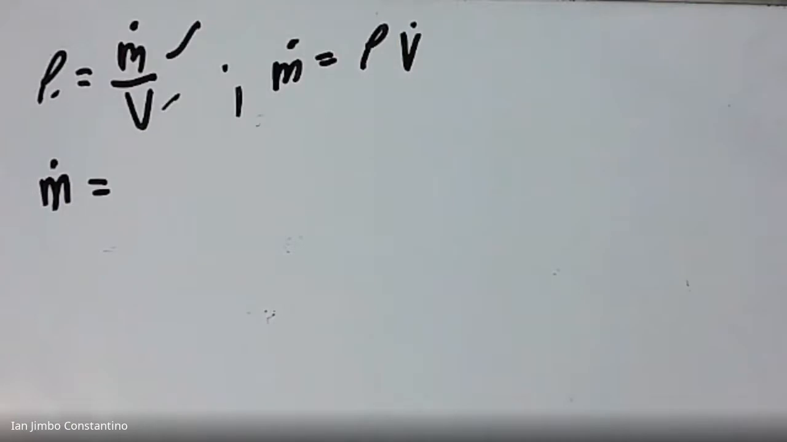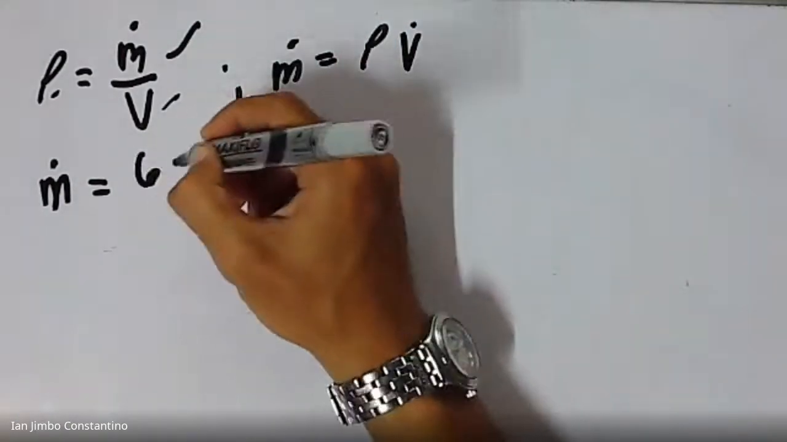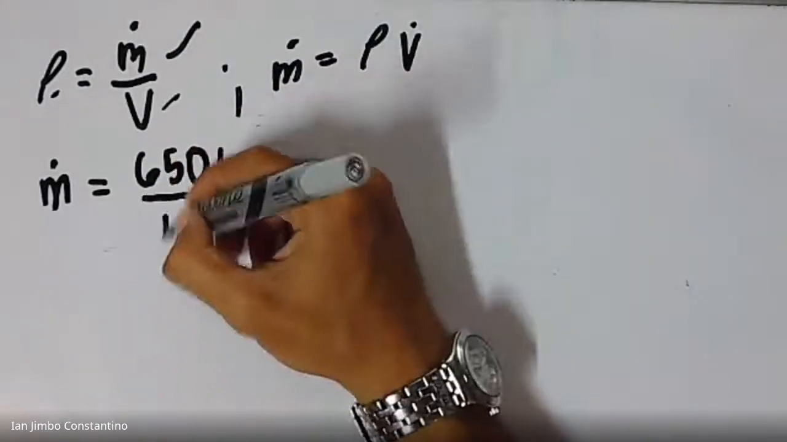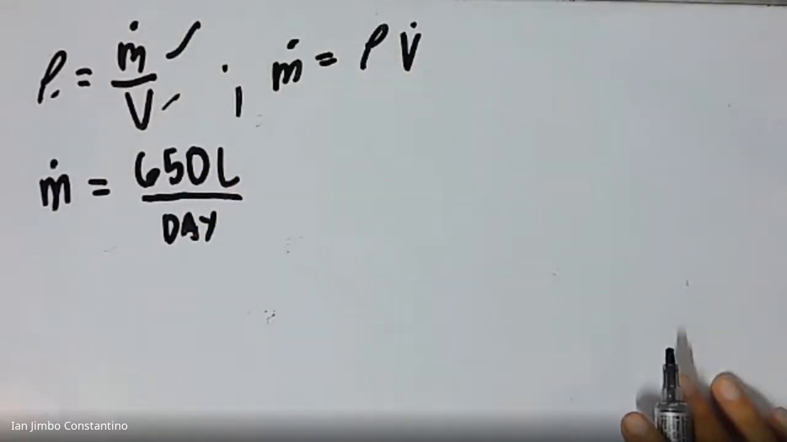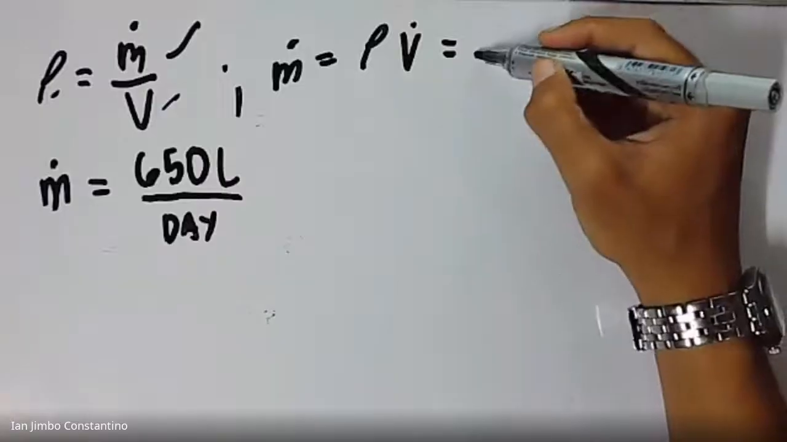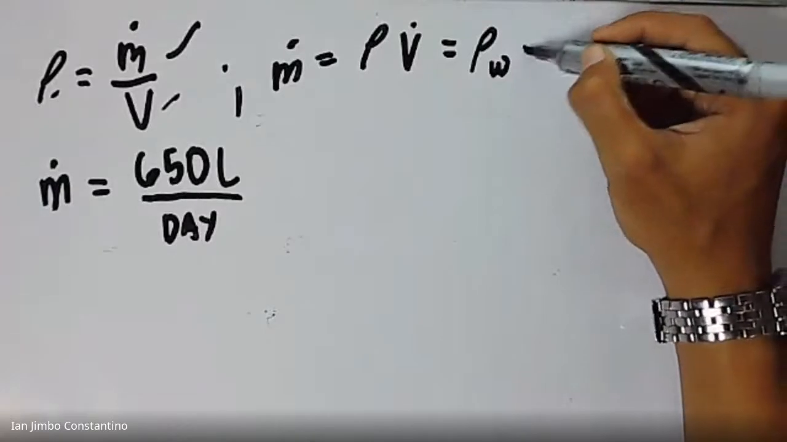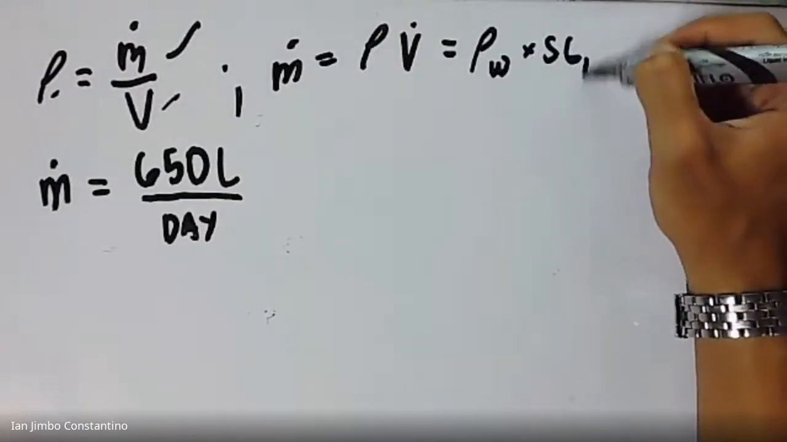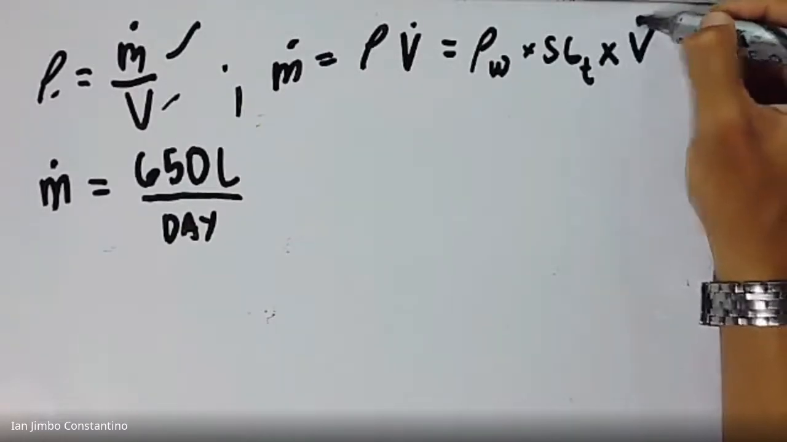For the mass of your fuel, it is quite a bit of conversion of units. So, let us first list down the volume in liters per day. Now, the density of your fuel is given by the density of water multiplied by the SG of your fuel, or the specific gravity of your fuel at the given temperature, and then multiplied by the volume flow rate.